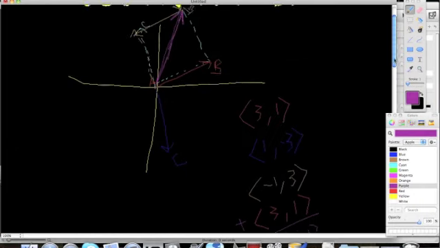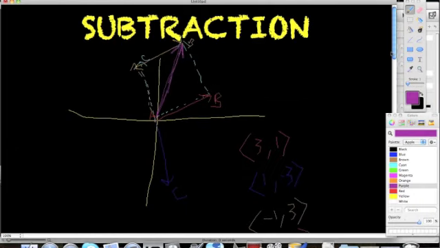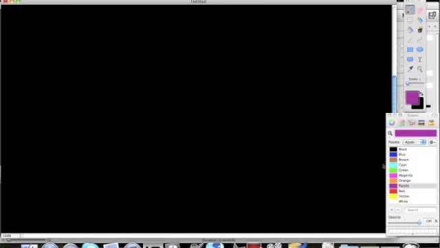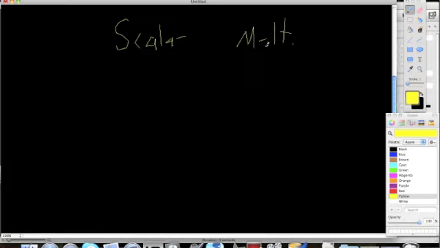Now, that's subtraction. The last thing we're going to talk about is scalar multiplication. If you noticed in that subtraction, when we just took the opposite of the components of AC, we basically multiplied both components of AC by -1. And that's basically what scalar multiplication is.